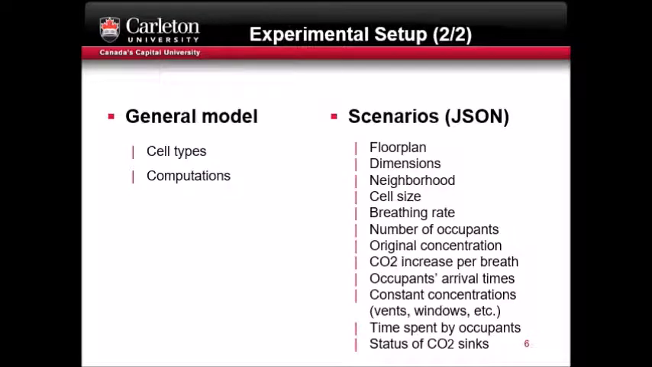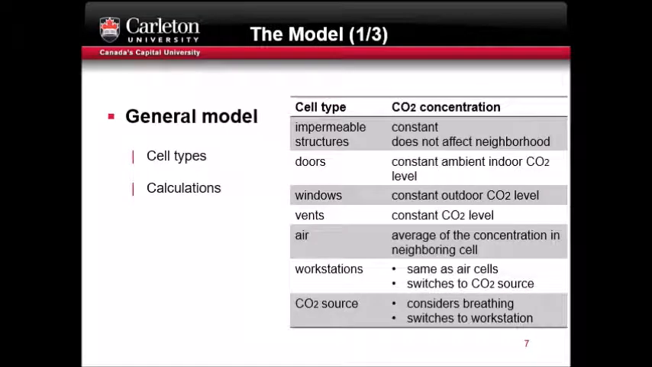So what's in the general model and what's in the scenario? The general model has the computations, the cell types, the meat of the model, the things that are generic. So how do we compute the different states of each cell? What are the cell types that this model can handle? On the other hand, the scenarios have things that are specific for each indoor space. So specifically, what are the cell types that can be handled by our general model and how is their state calculated, how does the computation happen for each cell?